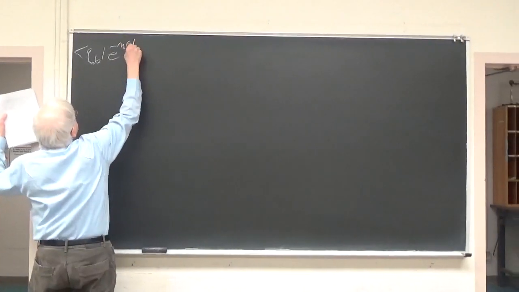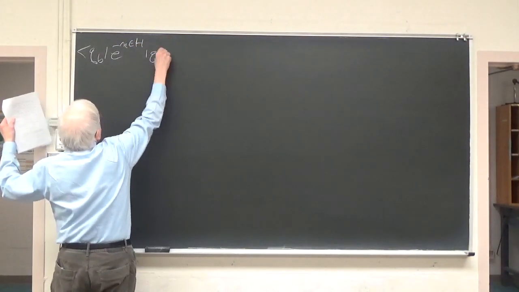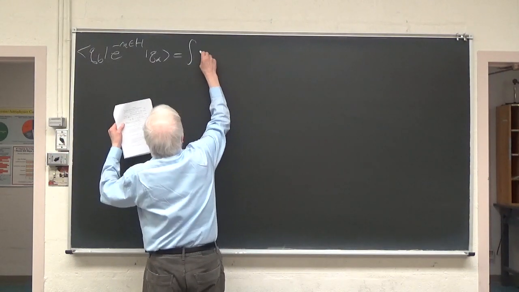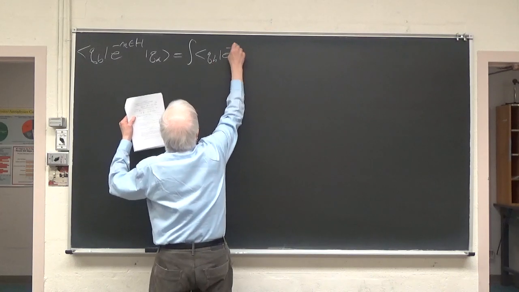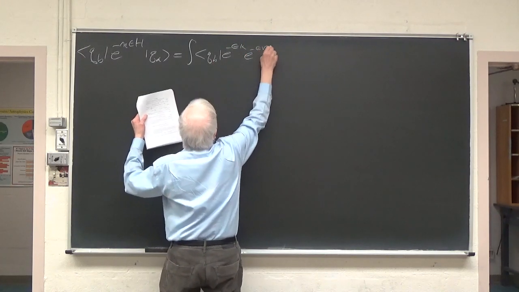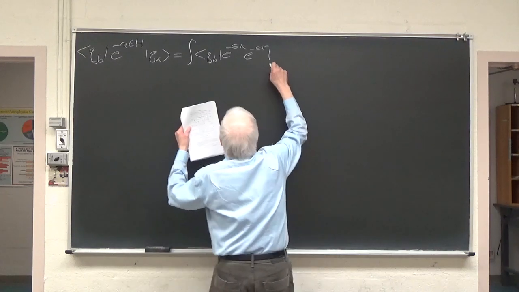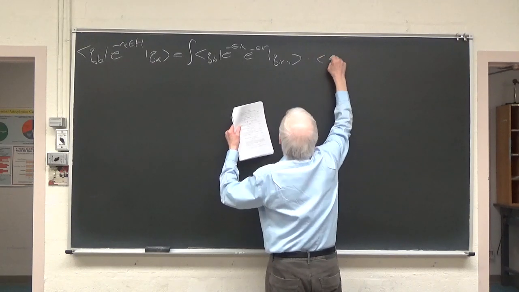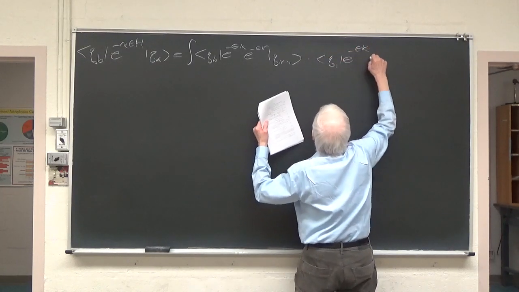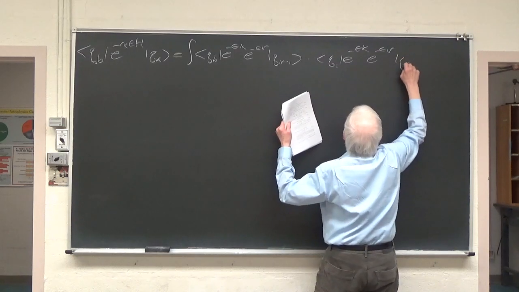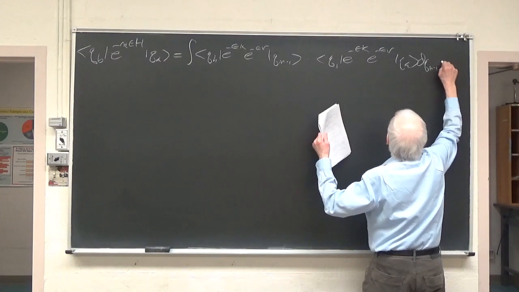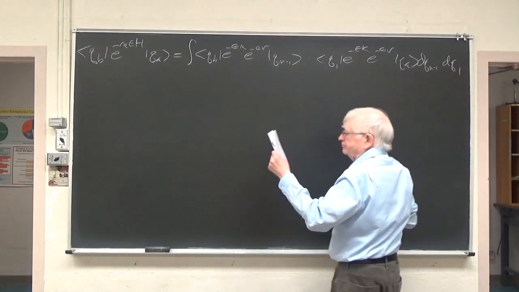QB, the endpoint, e to the minus n epsilon h QA is equal to then an integral over all these terms, QB e to the minus epsilon k minus epsilon b. This one is Q n minus 1, and then dot, dot, dot down to Q1 e to the minus epsilon k e to the minus epsilon b QA. And now we have to integrate dQ n minus 1 down to dQ1.